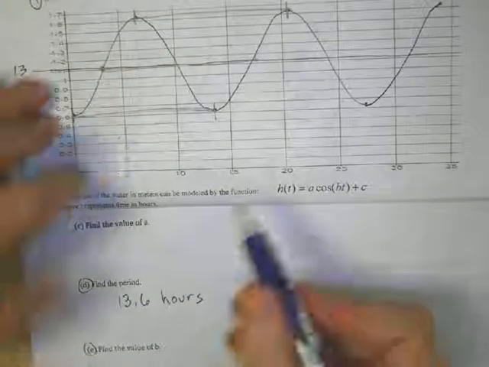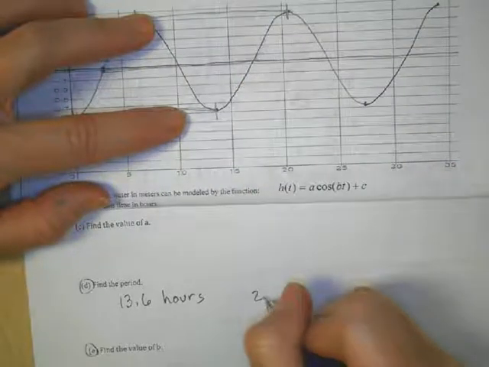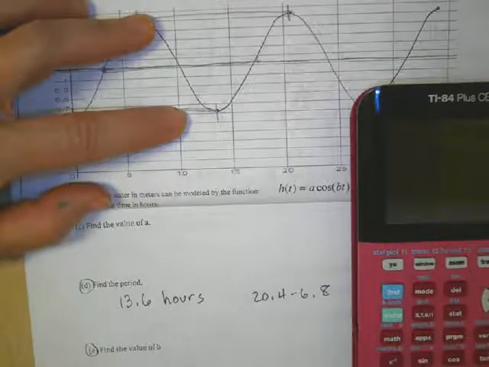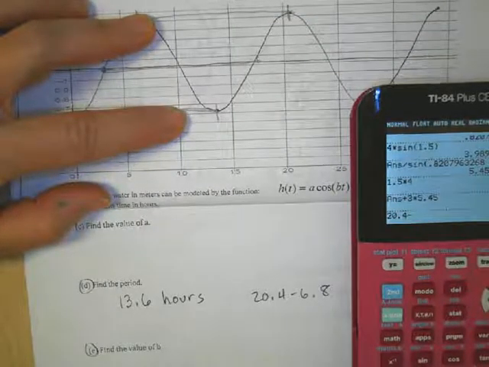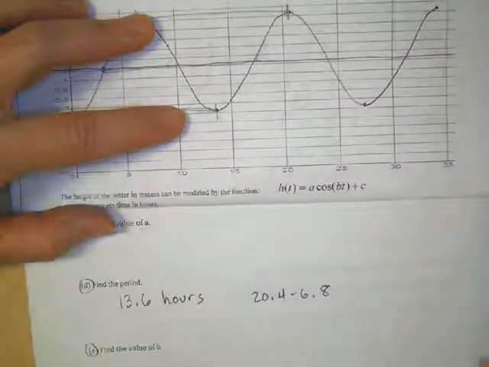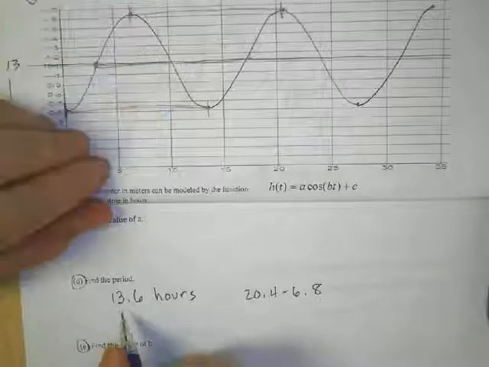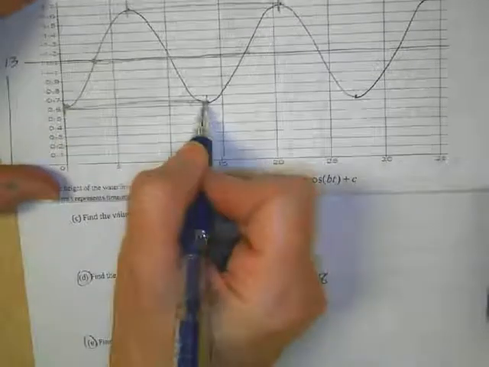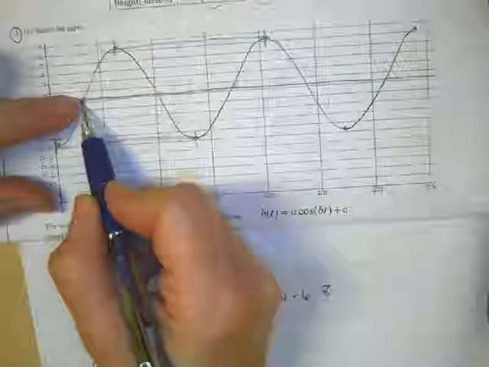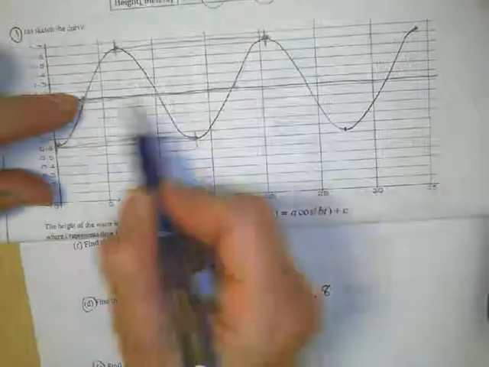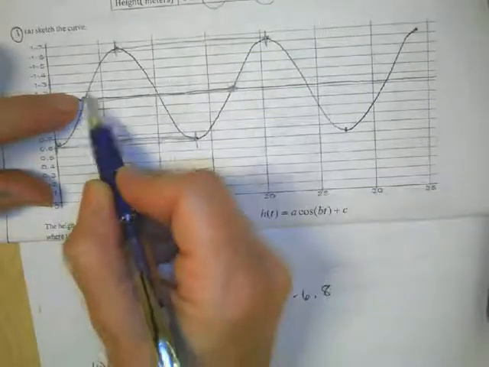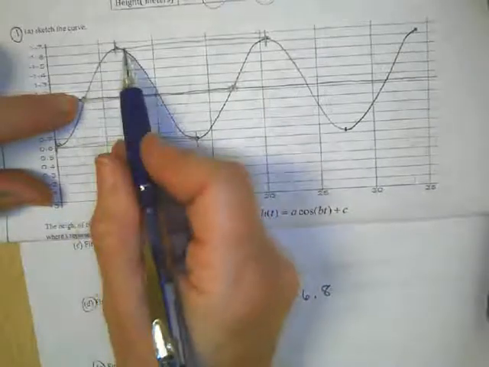You could have gotten the same answer by doing 20.4 minus 6.8. So let's just prove it to ourselves, make sure that actually works. 20.4 minus 6.8, bam, 13.6. There it is. Okay, so 13.6 is the period. So again, you can take it from minimum to minimum, or you can take it from maximum to maximum. If you're taking it along the principal axis, you've got to be careful that you go all the way over to here. Don't stop halfway. Go back to where it starts to repeat the pattern. Okay, starts to go back up again from that principal axis.